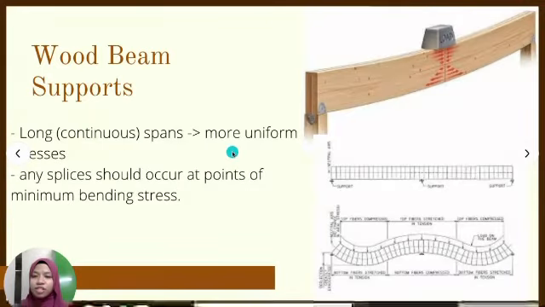But the next one is for when you have used long or continuous spans of beam, so more uniform stress is being put on the beam. As you can see, the load is here, so it's very stressed on the beam in the middle part, right? Any splice should occur at points of minimum bending stress. So there might be a crack here, maybe here. So there's a chance for it to happen, so you need to add support to hold it.